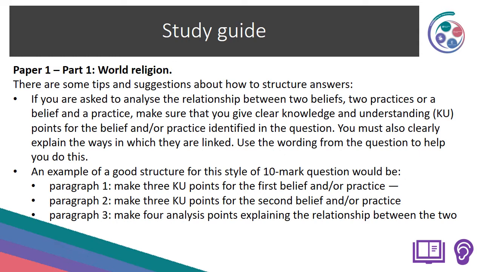So an example of a good structure for this type of 10-mark question would be: paragraph 1, make 3 KU points from the first belief and/or practice. Paragraph 2, make 3 KU points for the second belief and/or practice. Paragraph 3, make 4 analysis points explaining the relationship between the two. So this is one suggested structure of how you can do this.